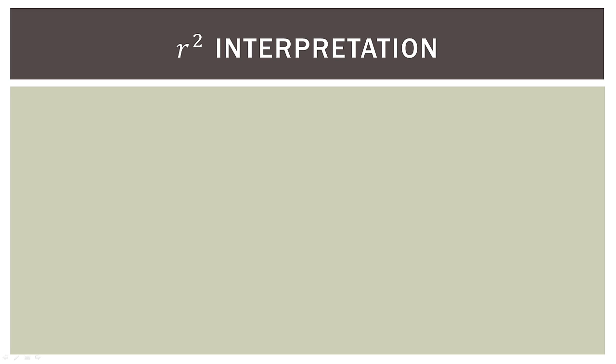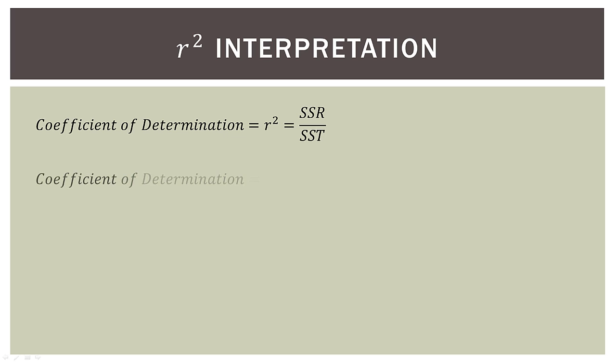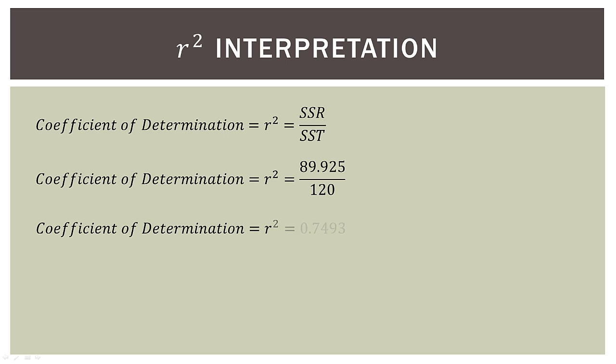So how do we interpret the coefficient of determination? Again, it's SSR over SST. In this case, it's 89.925 divided by 120. So we go ahead and do that division, and we come up with 0.7493, or 74.93%. Because remember, the 120 is the total, so 89.925 of the 120, that's a percentage, and that is 74.93.